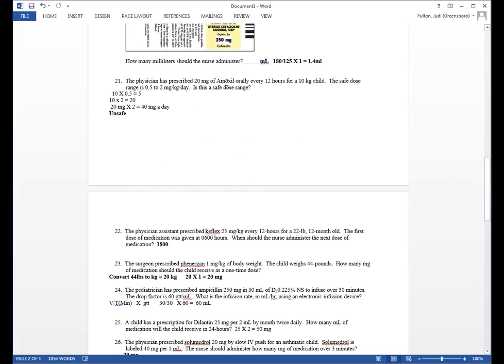The physician has prescribed 20 milligrams of amoxicillin orally every 12 hours for a child weighing 10 kilograms. The safe dose is 0.05 to 2 milligrams per kilogram. Is this dose safe? Same thing. We've got our weight already in kilograms, so 10 times the low, 0.5, gives us 5, 10 times the high, 2 gives us 20. You look at what's been ordered. The order from the physician is 20 milligrams every 12 hours. So in a day, 24 hours, that would be 2 doses. 20 times 2 gives 40. That is too high. It is unsafe.